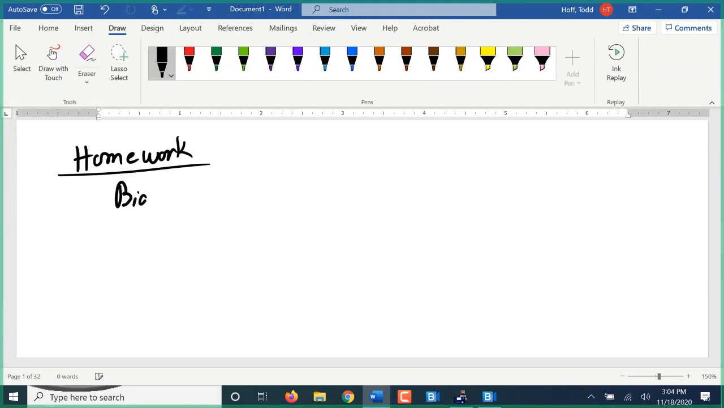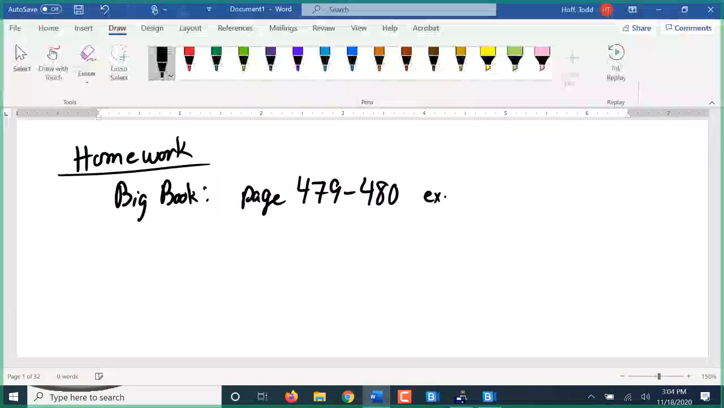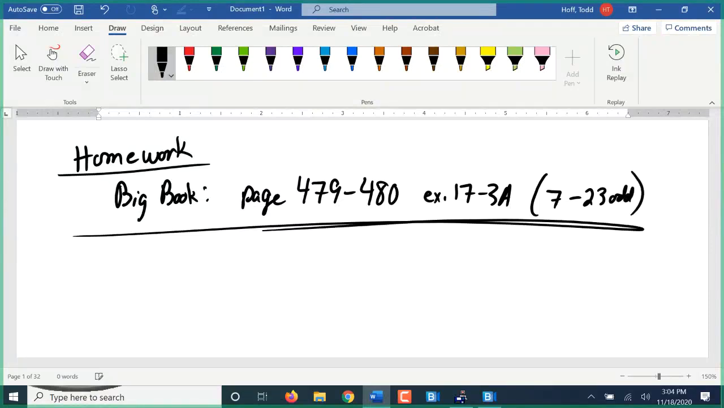This is in the big book. Page 479 through 480. This is exercise 17-3A. We do problems 7 through 23, the odd. So we have about 15 minutes left if you'd like to get started on that. I'll stay on the network here to answer any questions.